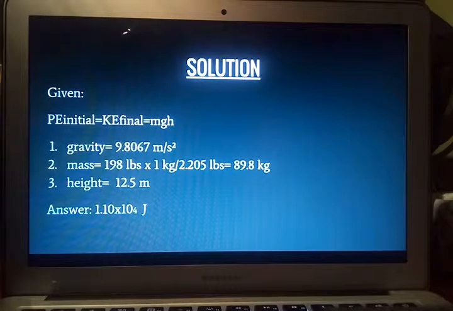So we have gravity already in meters per second squared, but our mass was given in pounds. So we need to convert that by dividing using a conversion factor to obtain 89.8 kilograms, and height is already in meters. So after multiplying these three together, we get an answer of 1.10 times 10 to the fourth joules, and that is the amount of kinetic energy that is being achieved right before impact. So that's the potential energy being transferred into final kinetic energy.